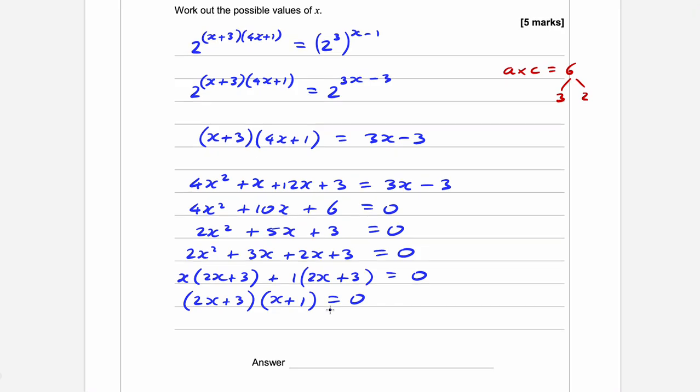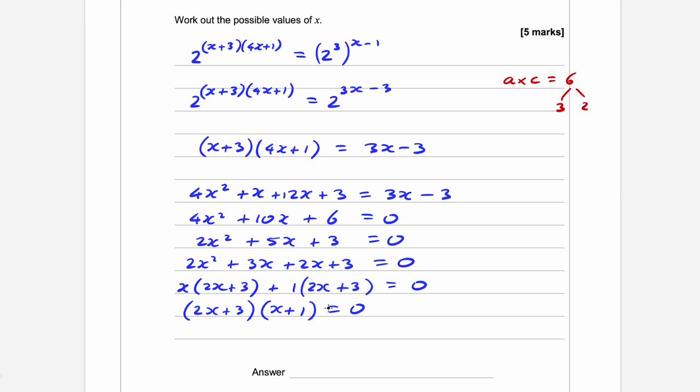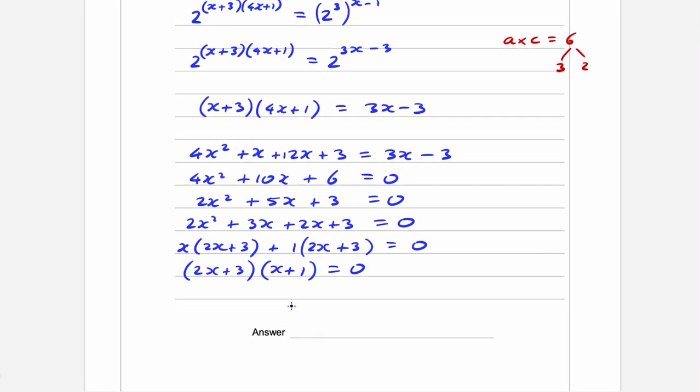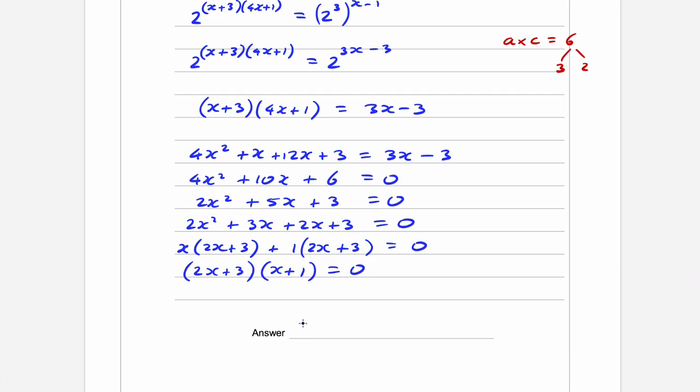Final answer, x is then going to be negative 1 or negative 3 over 2. So x equals negative 1 or negative 3 over 2. That's just because this would equal 0. 2x equals negative 3. X is negative 3 over 2. And this one's obviously negative 1. Okay.